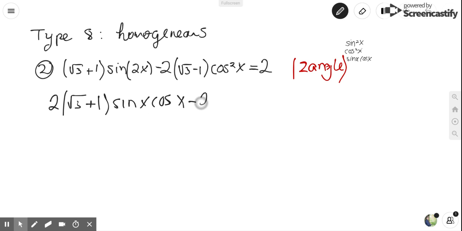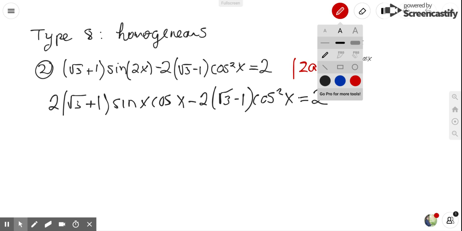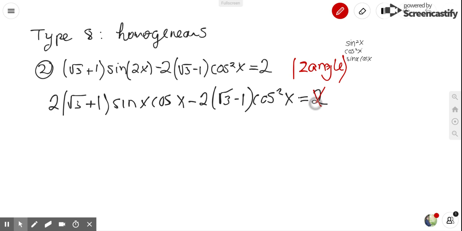minus 2 times root 3. All right, the rest stayed the same. So now we've got the sine x cos x showing up, but we still don't have the sine squared x. Still not very obvious what we have to do with this. The first thing I do notice though is that we've got 2's in front of every single term. So let's just divide the whole equation by 2. Here we're going to get 1, and these 2's are gone.